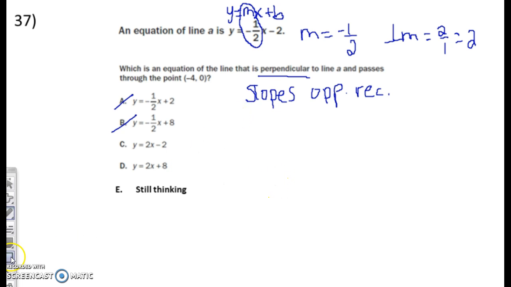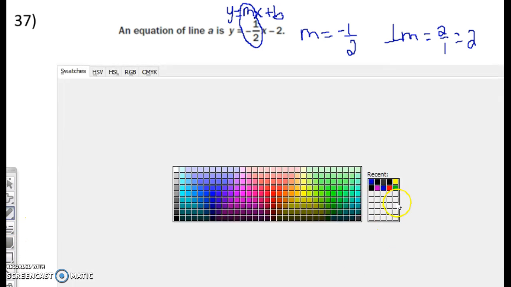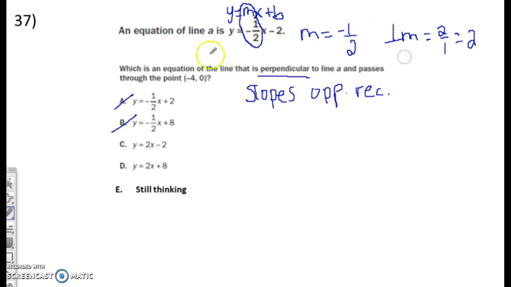And then to figure out which one of those it is, we need to use the other piece of information it gives us. The other piece of information is that it has to pass through that point. And remember, every point is x comma y. So I'm going to write what I know. I know I have y equals 2x plus b.